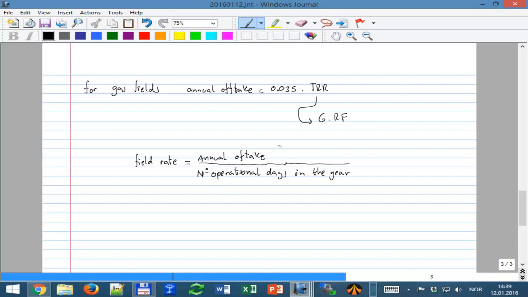They also have some statistics, and they know what to put in that value, and that tells you the annual offtake. As you see, it's a volume. G is in units of standard cubic meters. And then you divide by the number of days, so this unit is in days. At the end you get a flow rate, standard cubic meters per day. So the units are consistent. And very soon we are going to apply this formula.